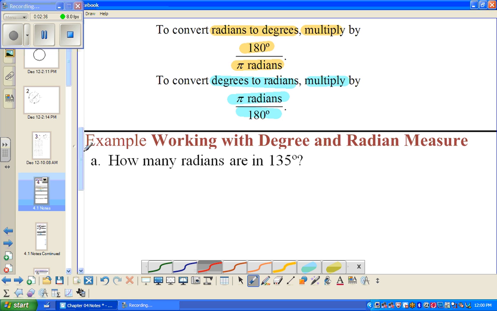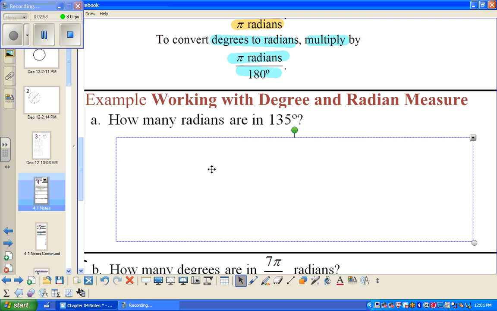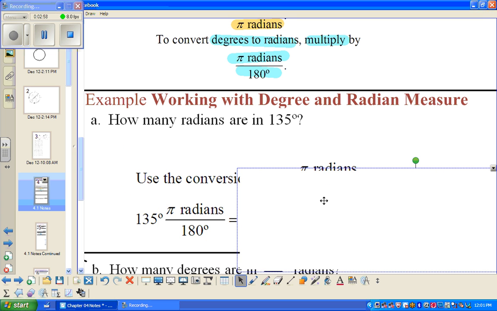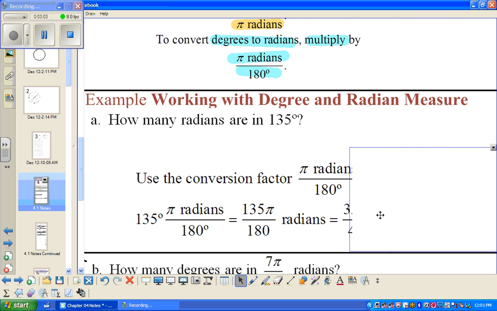So here's an example of working with degrees and radian measures. If I want to know how many radians are in 135 degrees, remember, if I'm going from degrees to radians, I'm going to multiply by pi over 180. So I'd have 135 pi over 180, and of course, you would simplify that. 135 over 180 simplifies down to 3 over 4, so you'd have 3 pi over 4 radians.